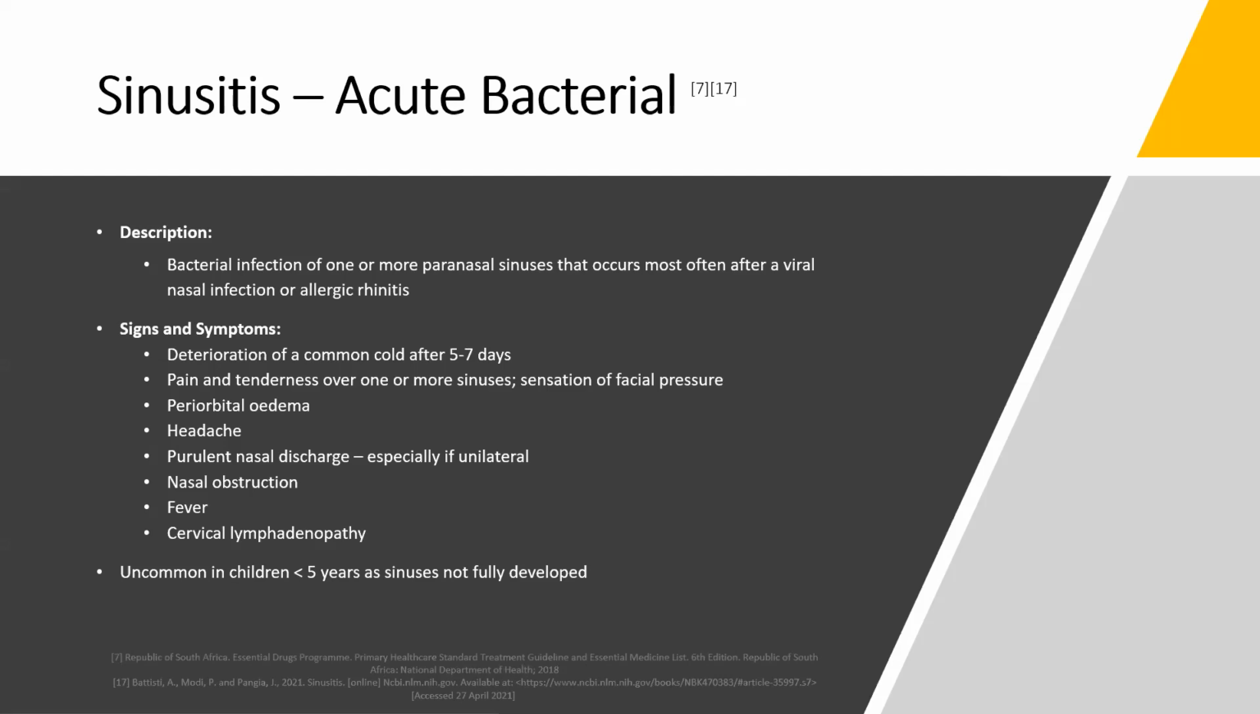Next up is acute bacterial sinusitis, which is a bacterial infection of one or more of the paranasal sinuses that occurs most often after a viral nasal infection or as a complication of ongoing allergic rhinitis. It's generally a deterioration of a common cold after 5 to 7 days, and patients can complain of a sensation of facial pressure or facial fullness. On examination, there might be periorbital edema, pain and tenderness over one or more of the sinuses, and a purulent nasal discharge, which is quite significant, especially if unilateral, nasal obstruction, fever, and tender cervical lymphadenopathy.